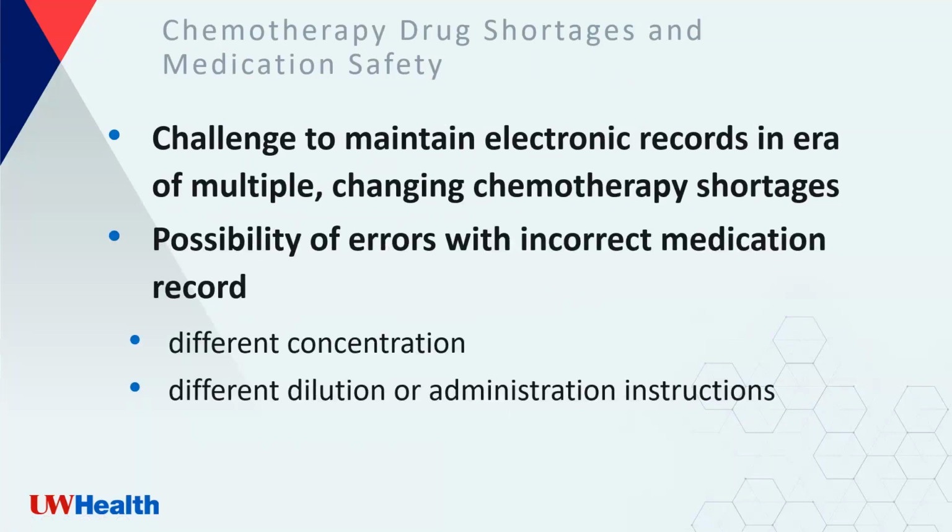So just some points about chemotherapy drug shortages and med safety, bringing it back a little bit to medication safety. It's a challenge to maintain electronic records in an era of multiple changing chemotherapy shortages. For example, with dacarbazine, we don't normally carry the 100 milligram vials, but that's what we can get right now on allocation. So we had to fix our electronic record for that drug so that we could use the new vial. Also, new manufacturers are problematic. And there is a possibility of errors with the incorrect medication record. For example, Johnson Creek last week couldn't get leucovorin in the concentration we normally get it in. So I had to order it in a different concentration, which makes it more difficult to figure out the right amount to put in. It can also have different dilution or administration instructions.